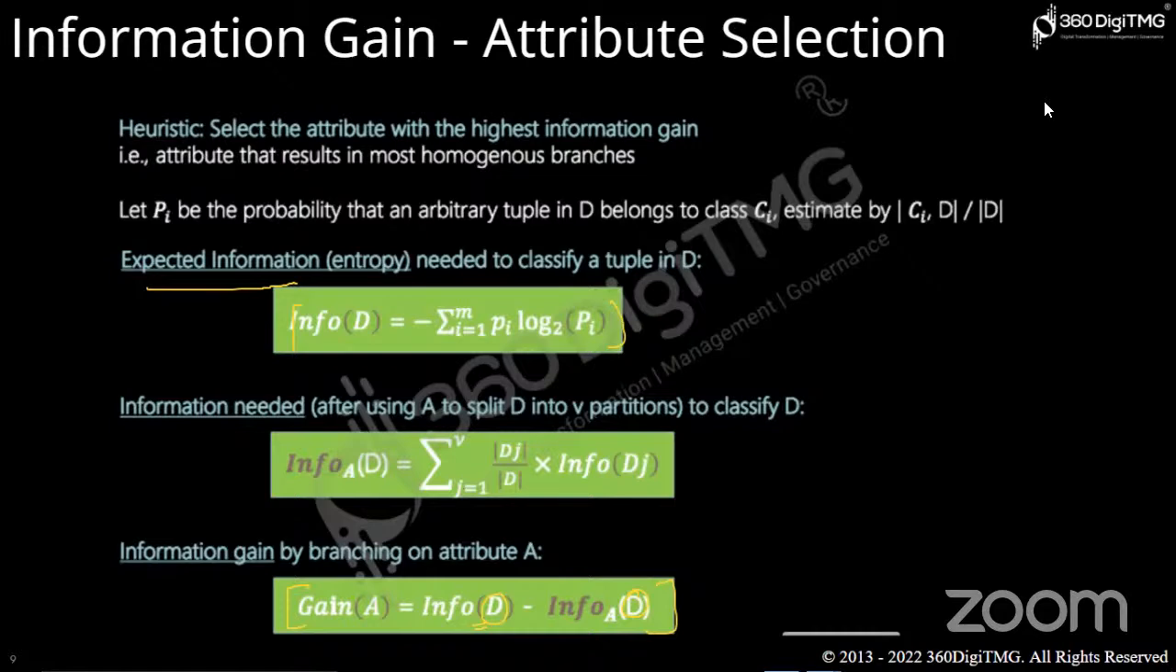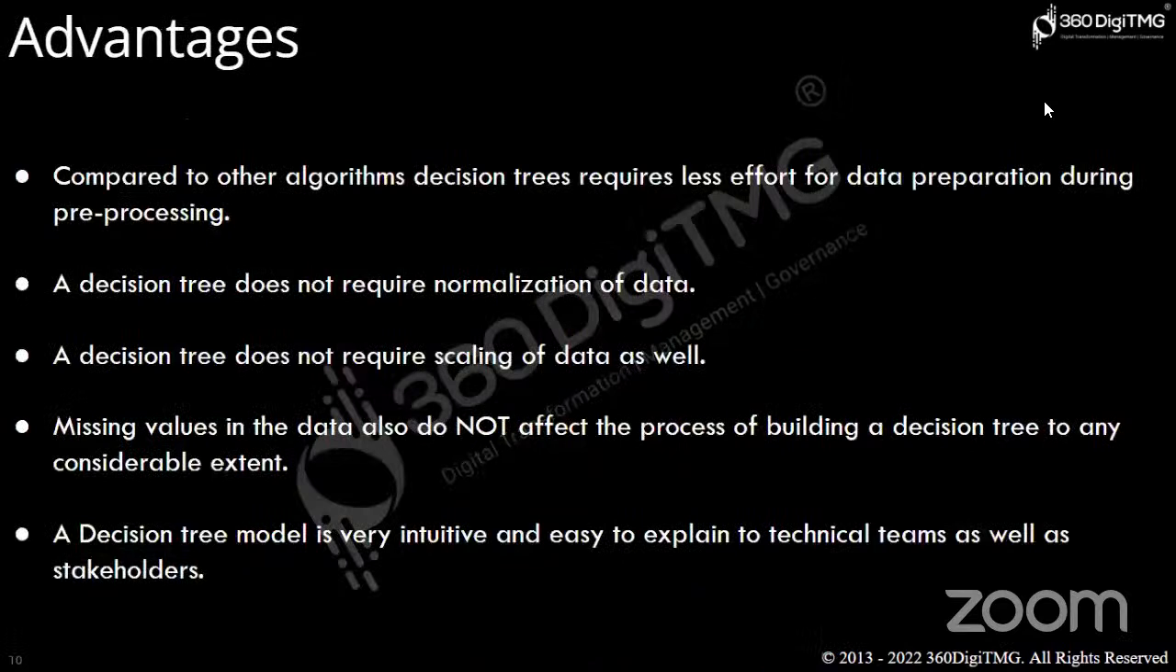So what are the different advantages of decision trees? It is very important to know the advantages. Why do we use the decision tree? When compared to other algorithms, decision trees require less effort for data preparation during pre-processing. But one data preparation that we have to do: if I do not have the data in the format of categorical values, I have to convert the data. The continuous data should be discretized. That we have to do.